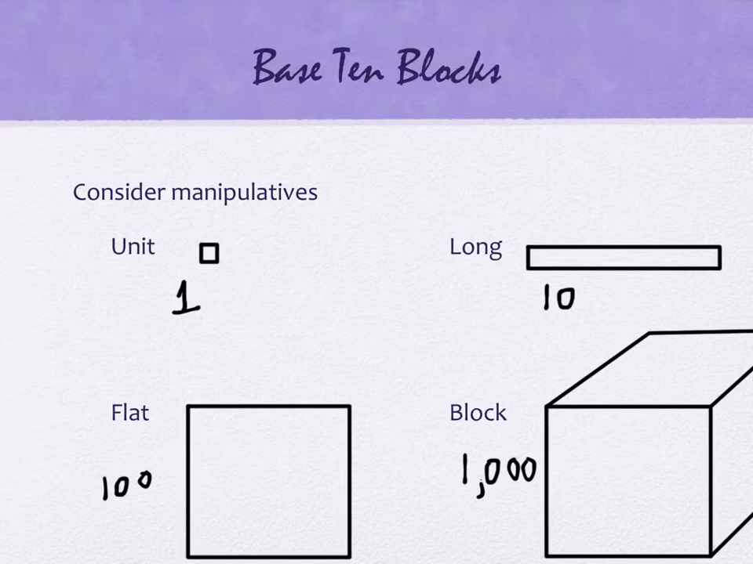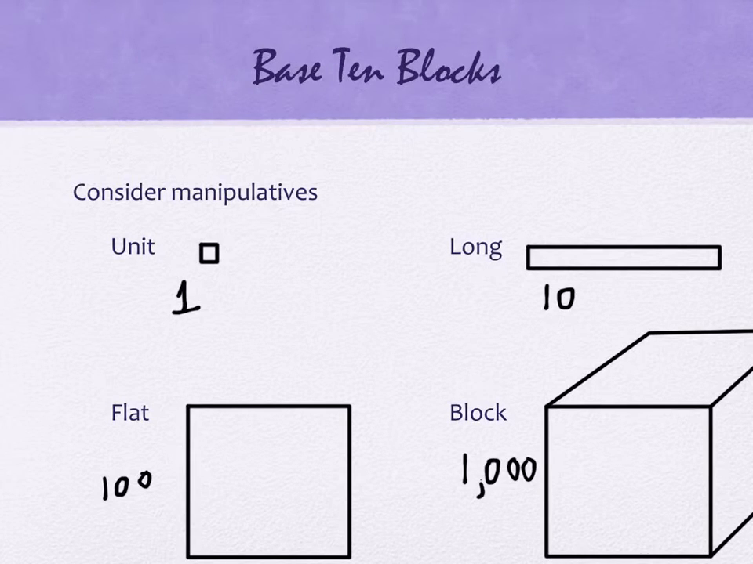And there's nothing special about the 10. I could have, and I do have, and I'll bring you base 3 blocks. All base 3 blocks are is that I have the units, it's worth 1. A long is worth 3, because there's 3 of them stuck together. A flat is worth 3 on the top, 3 on the side. I have a square with 9 in it. And if I add a third dimension, I multiply by 3 again, and I get 27. Okay? All of these are the powers of our base system, whatever base system we're working in.